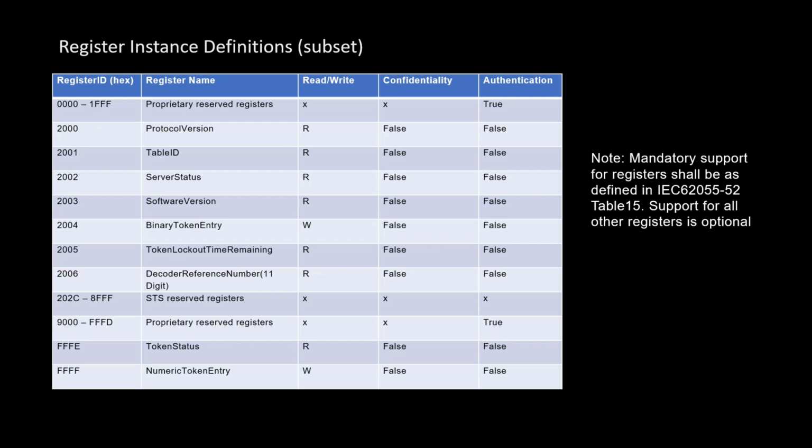So if instead of the binary token entry for a token you want to put in the numeric token itself, then you can enter it at register ID FFFF. That is also a write register. It's not a confidential register, and there's no authentication required for it.